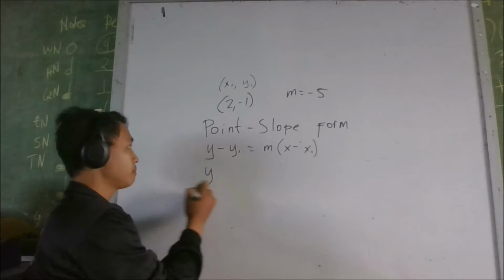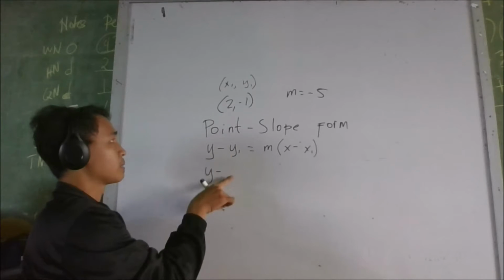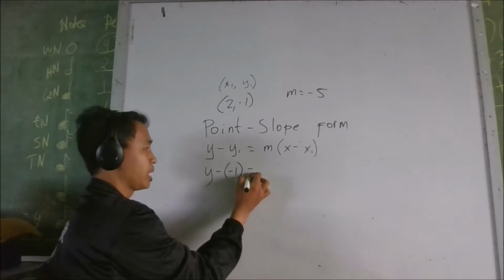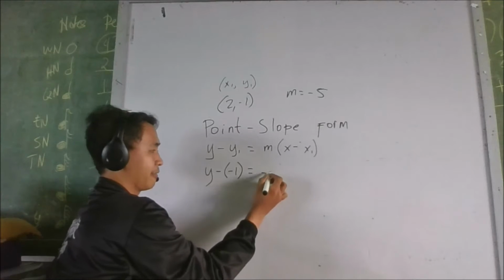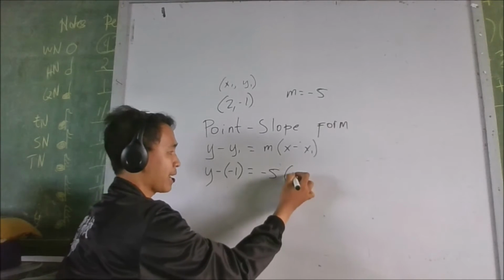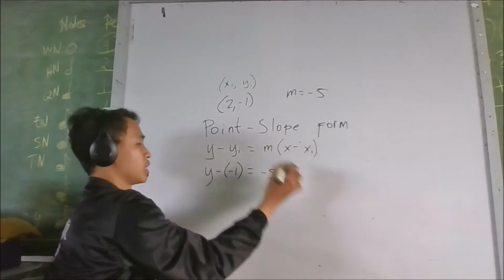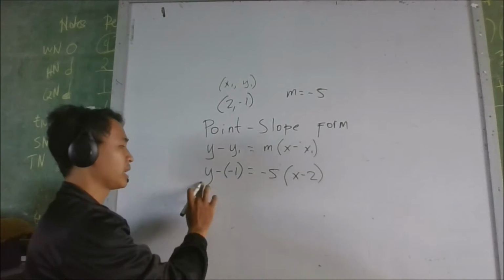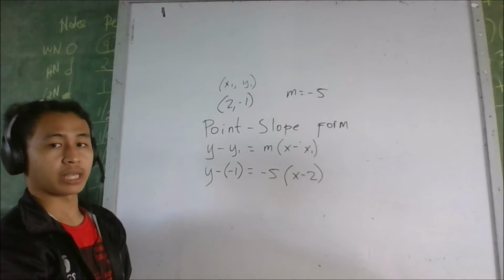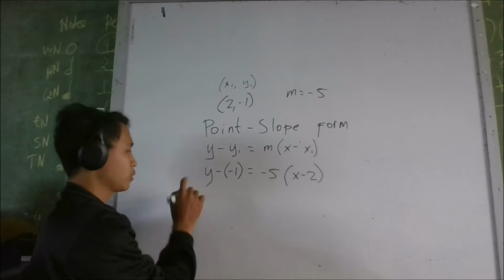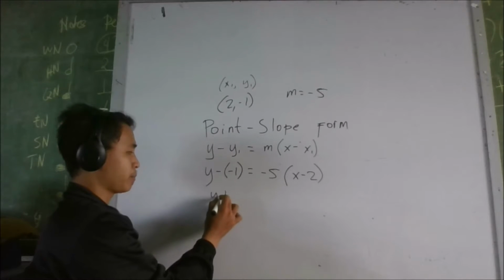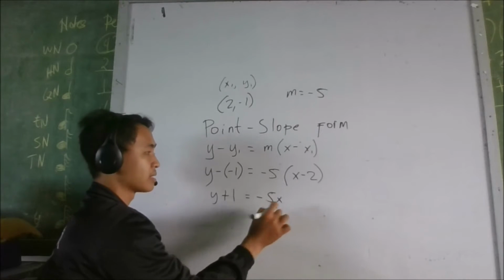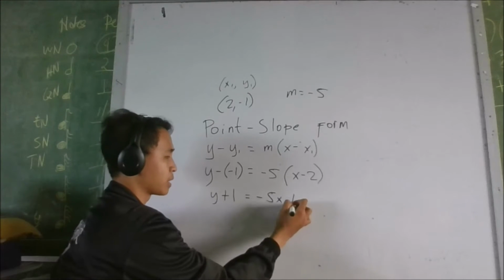So that would be y minus, ano yung y sub 1? Y sub 1 is negative 1. So that would be negative 1. Okay? That would be equal to m, which is negative 5, multiplied by x minus x sub 1, which is positive 2. Okay? Students, yung x tsaka y dito are what we call variables. They will remain as variables. Okay? So this would be y, negative times negative is positive 1, equals negative 5 times x is negative 5x. Okay? Negative 5 times negative 2 is positive 10.